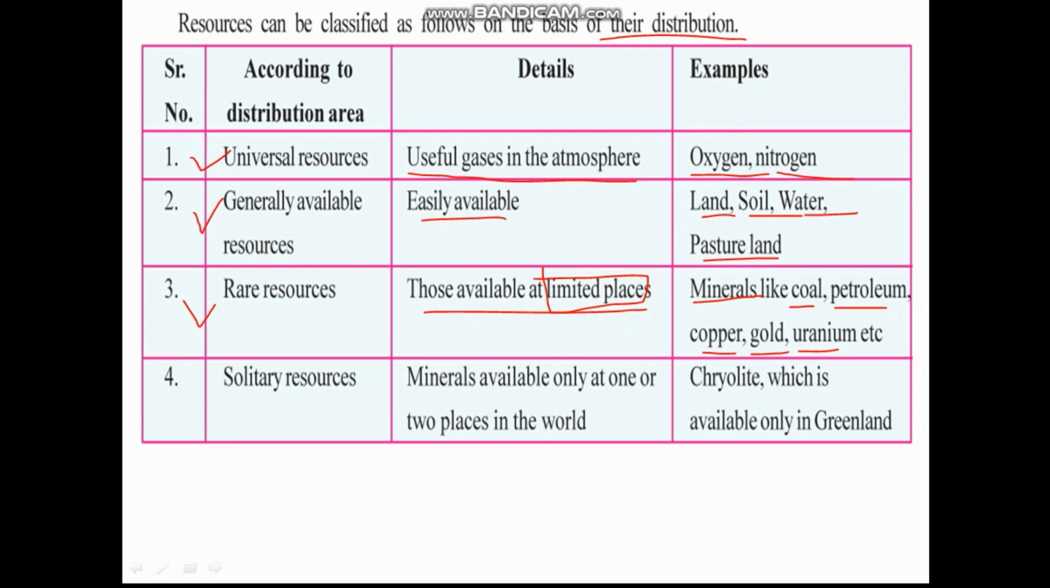Fourth is solitary resource. Solitary resource means such kinds of resources which are only available at one or two places in the world.